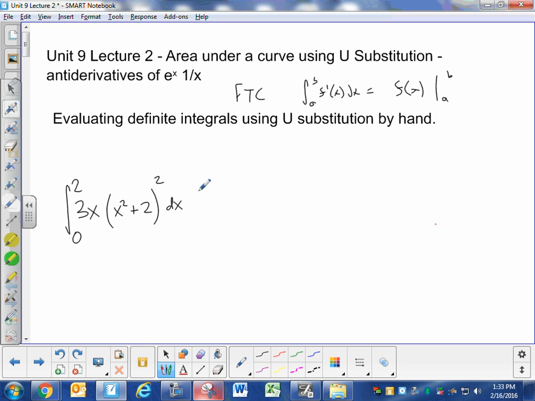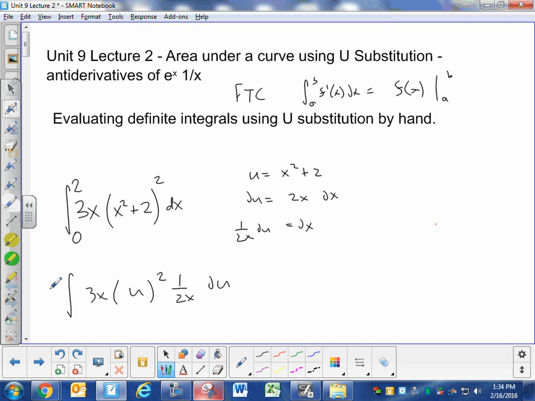Well, I have to take the antiderivative of this. I'm going to have to use u-substitution. I start by setting u equal to the inside of my composition. And I get the derivative is equal to 2x dx. I can solve for dx. And now I can go ahead and substitute and see what happens. So we'd have the integral, leave the 3x, u squared, 1 over 2x, du.